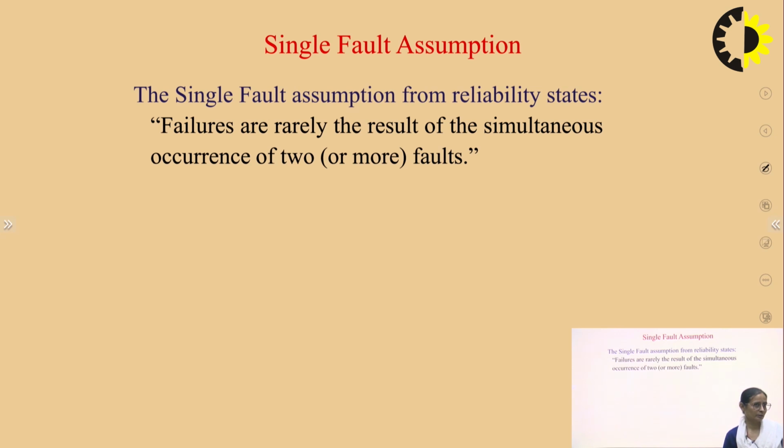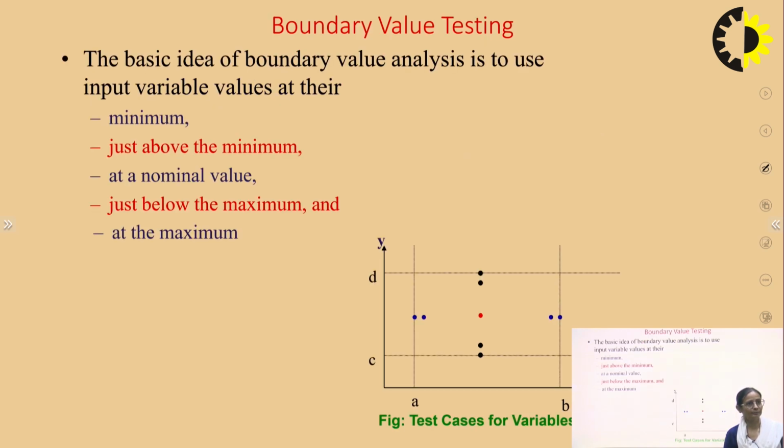Here we make a single fault assumption, which says that failures are rarely the result of the simultaneous occurrence of 2 or more faults. Generally, boundary value analysis depends on this assumption.